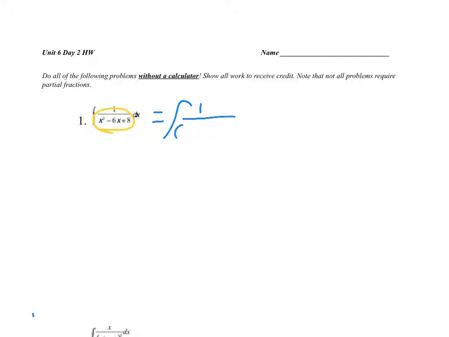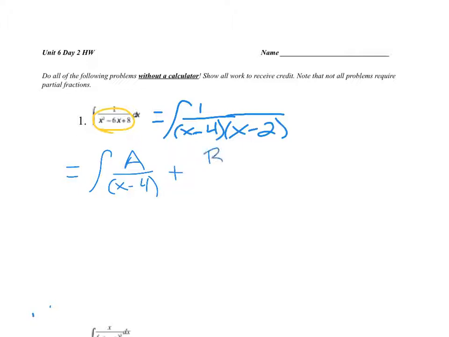So that factors into x minus 4 and x minus 2. Let me see if I could change the width of this pen. Okay, so once you decide you're going to factor it, our whole goal is to say, well, I don't know how to integrate that, but I do know that that would be equal to the integration of some A over the first factor plus some B value over the second factor.